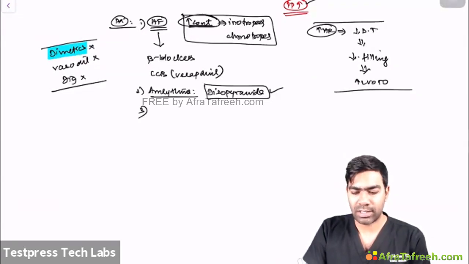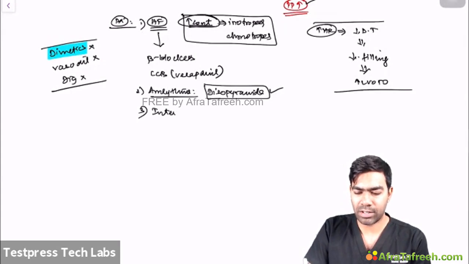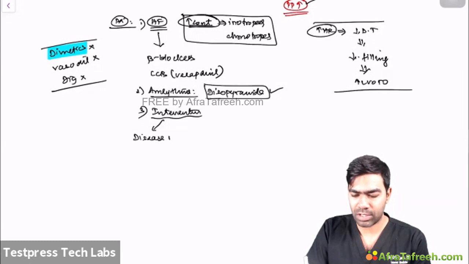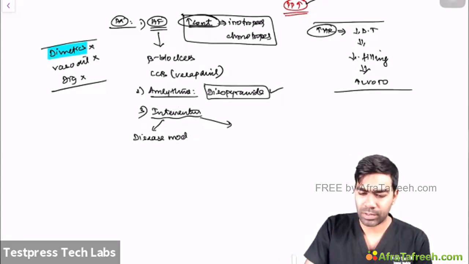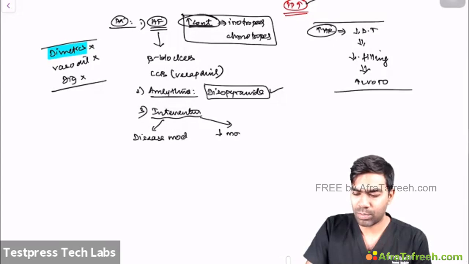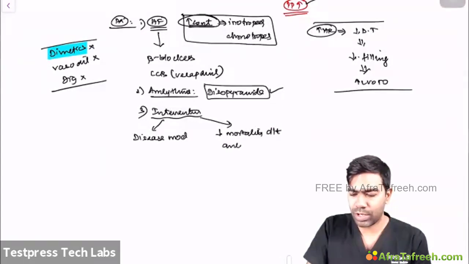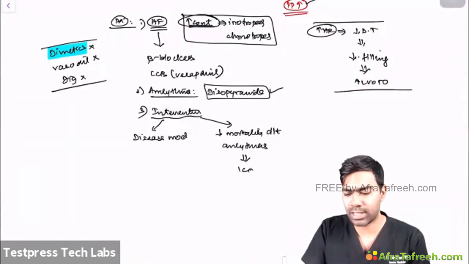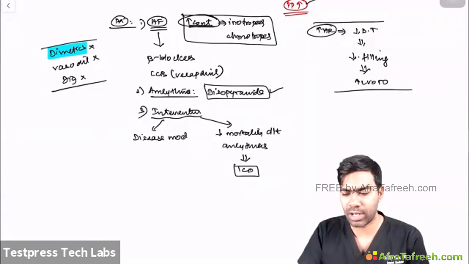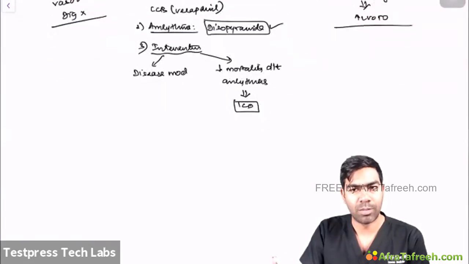And there are some interventions that can be done in HOCM patients. So one is for disease modification. That's called a disease modifying intervention. Second is to reduce mortality due to arrhythmias. Of course, you know, to reduce mortality due to arrhythmias, the only thing that you can do is ICD implantation. That is implantable cardioverter defibrillator implantation. That is the most important thing.